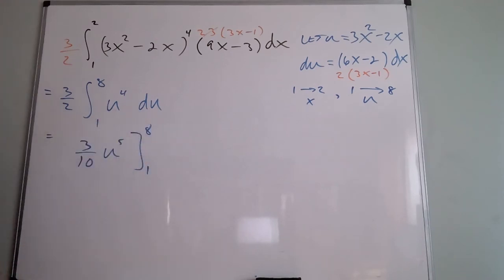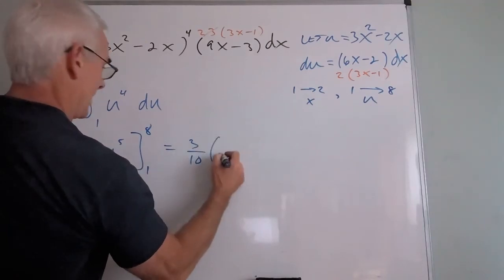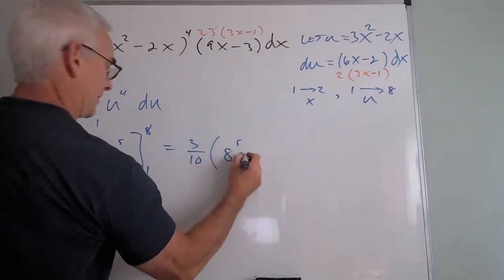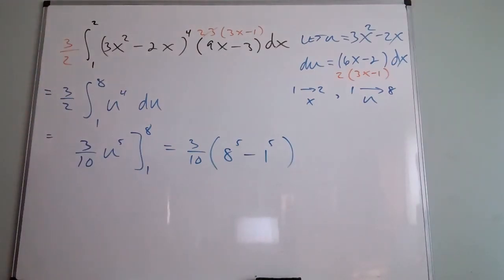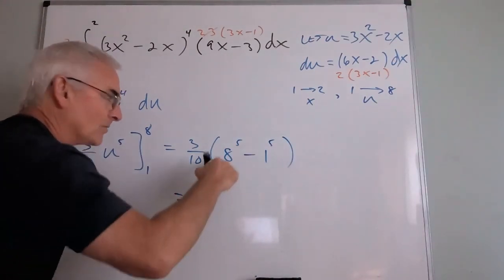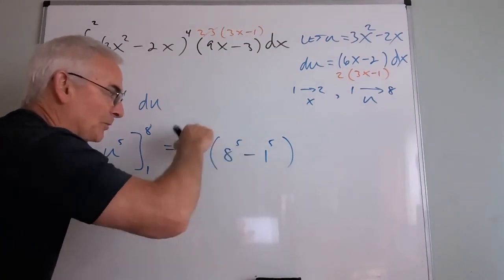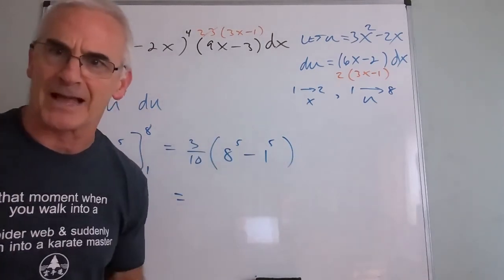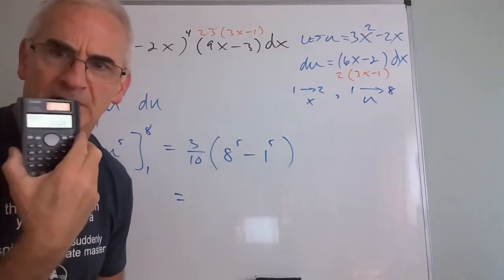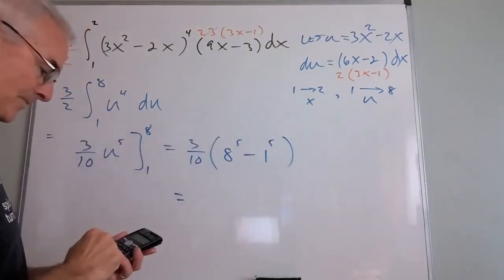Now, I need my calculator at this point. So how about 8 to the 5th minus 1 to the 5th? This is what I'm going to write down. I don't need to calculate this, subtract them, multiply by 3, then divide by 10, then reduce the fraction. I kind of laugh at that. I would hope everybody at this point uses a calculator and just enters it left to right.